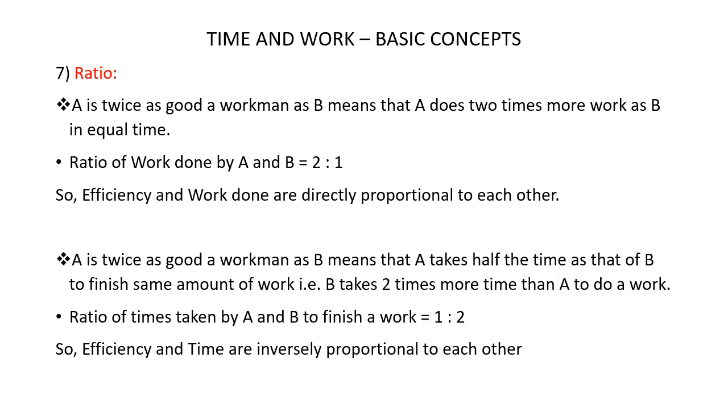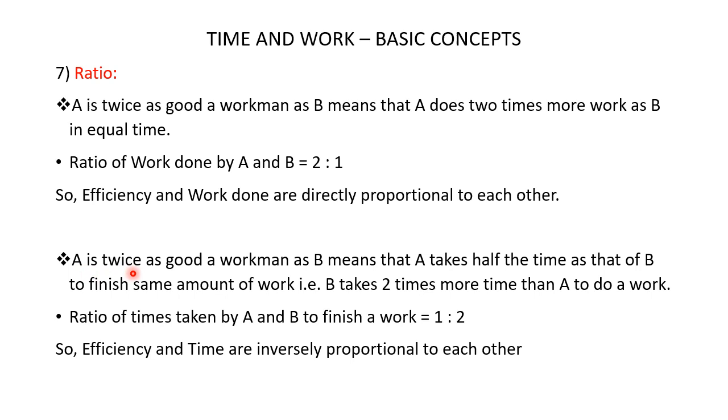Now let's understand the concept of efficiency in the form of ratio. A is twice as good a workman as B, means that A does 2 times more work as B in the same time. So ratio of work done by A and B is equal to 2 is to 1. So efficiency and work done are directly proportional to each other. So the more efficient a person, the more work done by him.